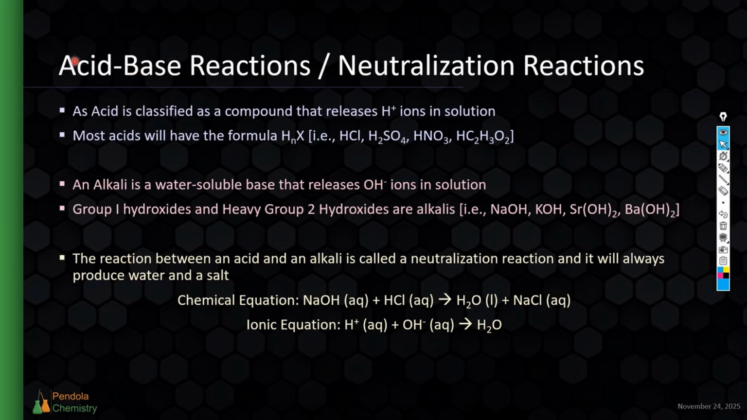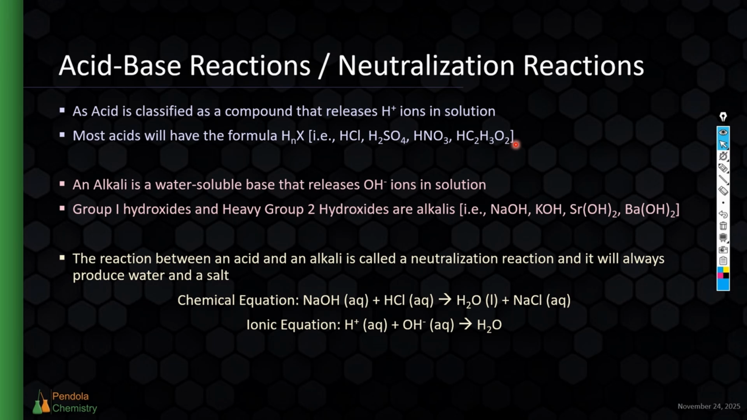An acid-base reaction is a reaction between an acid and a base, an acid being classified as a compound that releases hydrogen ions in a solution. So acids are very common, right? They're something that we've been studying since we started studying chemistry. And most acids will have the formula HnX, where H is hydrogen, n is the number of hydrogens in the compound, and X is an anion that tells us how many hydrogens there are by its charge. So for example, HCl is an acid, H2SO4 is an acid, HNO3, HC2H3O2.